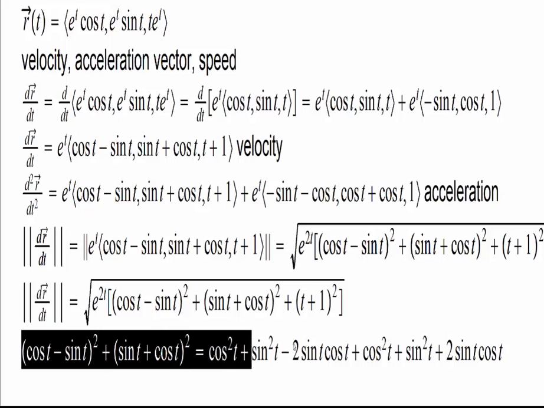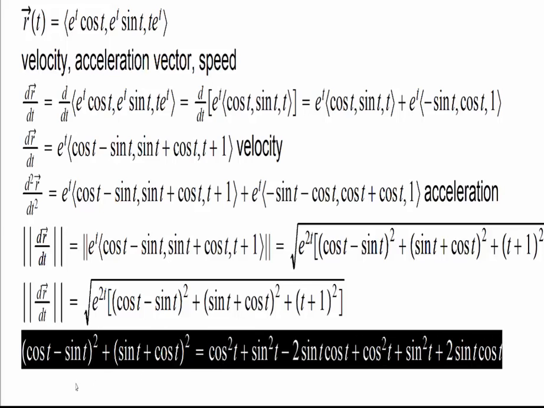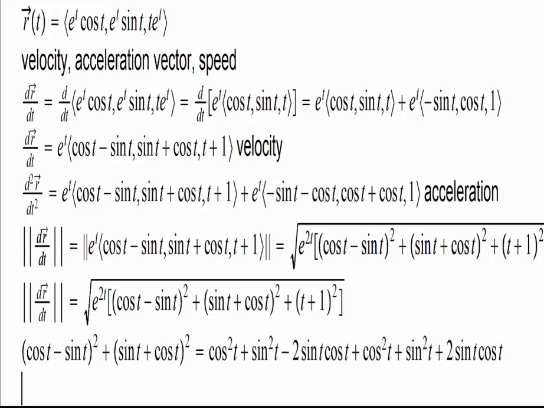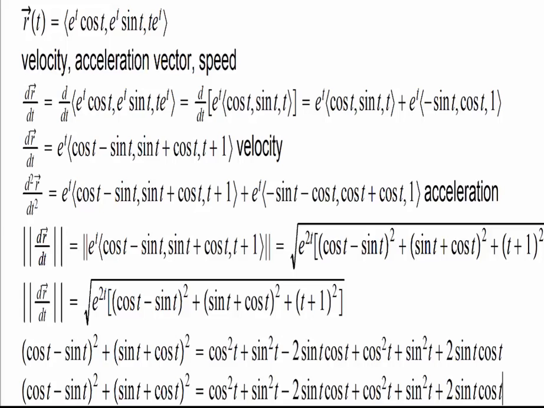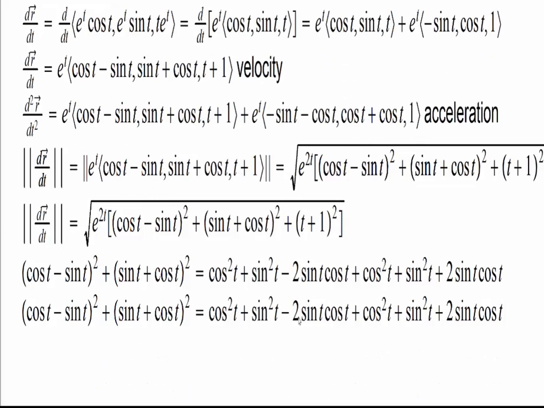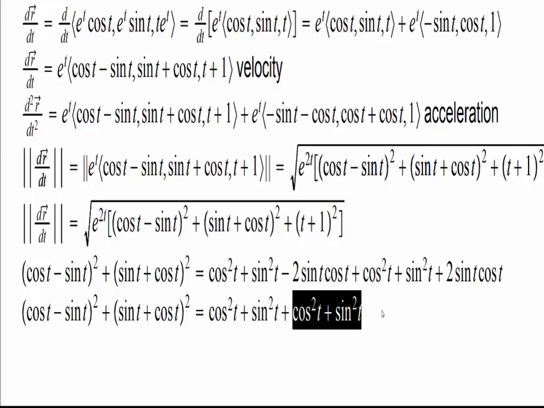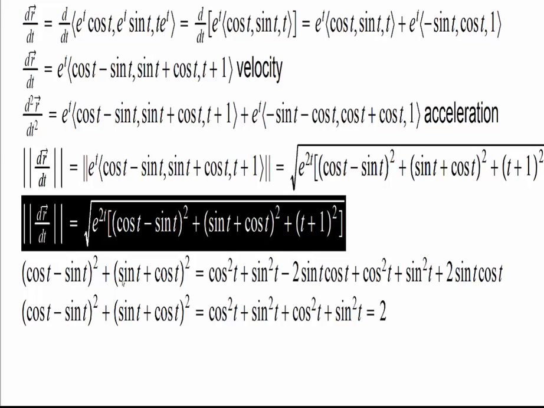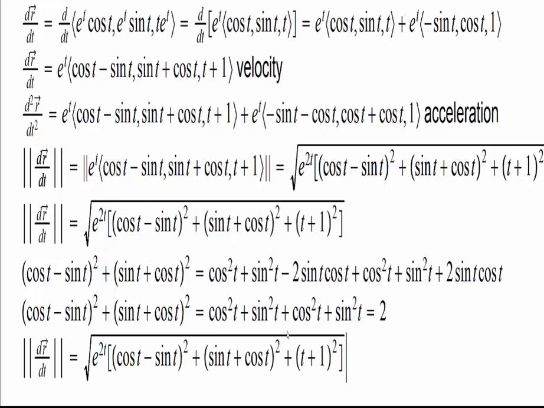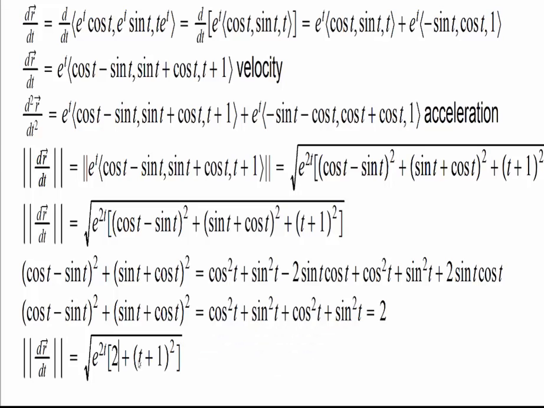Now life is so much simpler. These terms cancel, and all the trig functions are gone: this is a 1, this is also a 1, and we simply get a whole number here. So this becomes a 2, and this whole thing is a 2 simply.